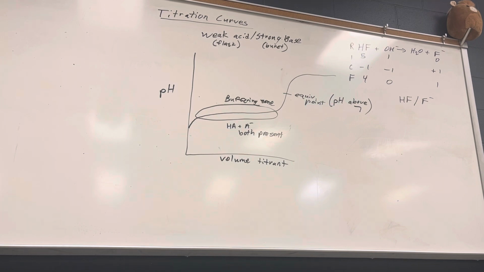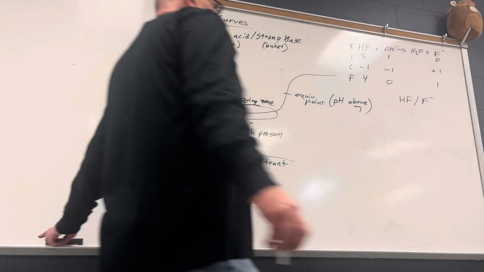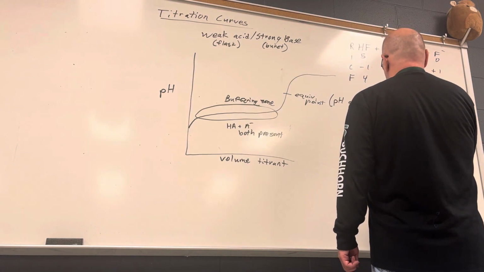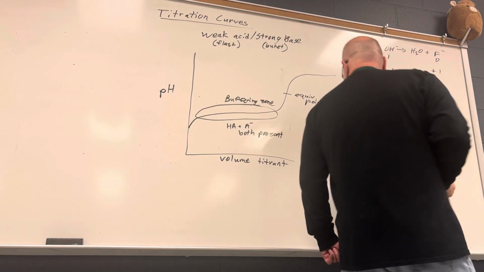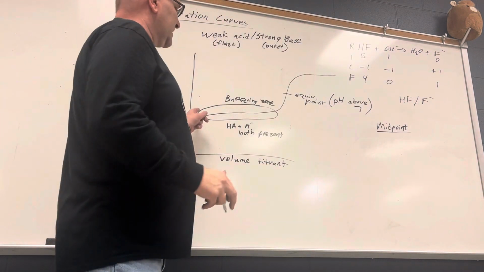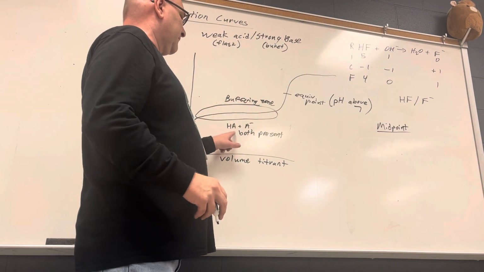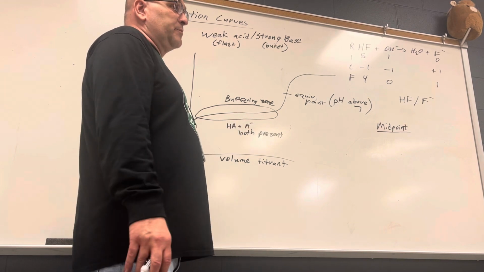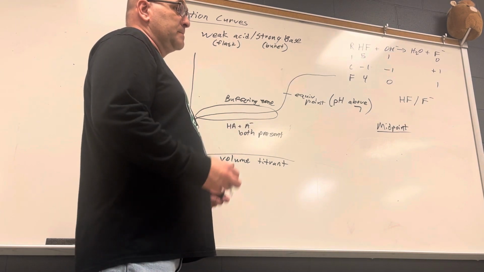Now, the midpoint we need to talk about. Midpoint we said is what? Halfway to equivalence. This is called the buffering zone because at all points in this region, we're going to have both parts of a conjugate pair present. And that's what a buffer is. It has both parts of a conjugate pair present.